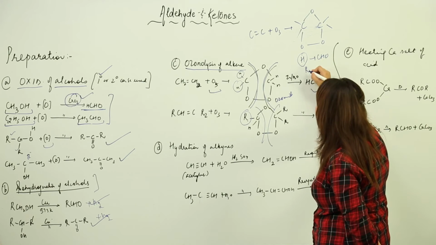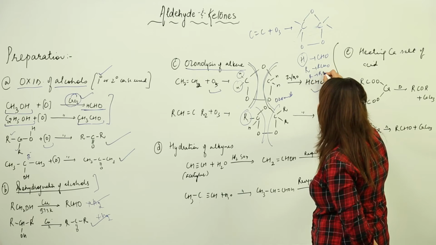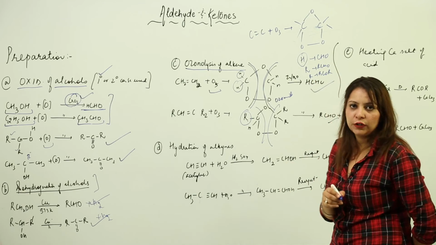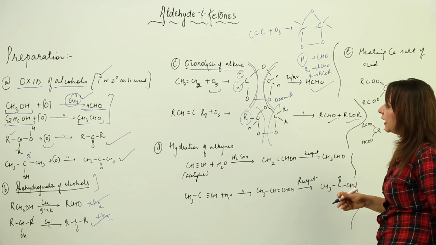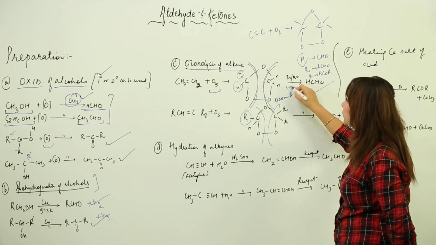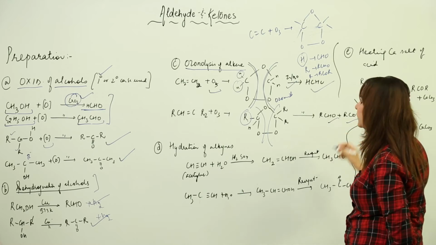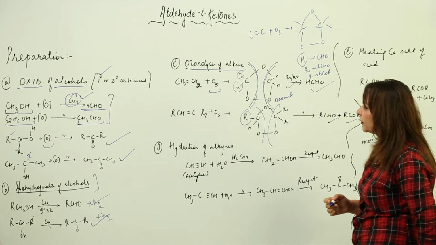But if it is R, then again RCHO, but if both are R, then it turns into a ketone. You have to keep that in mind. And how it breaks: this ozonoid is an intermediate, an unstable compound, and it breaks in the presence of zinc and water. It gives an aldehyde, or it gives aldehyde plus ketone.